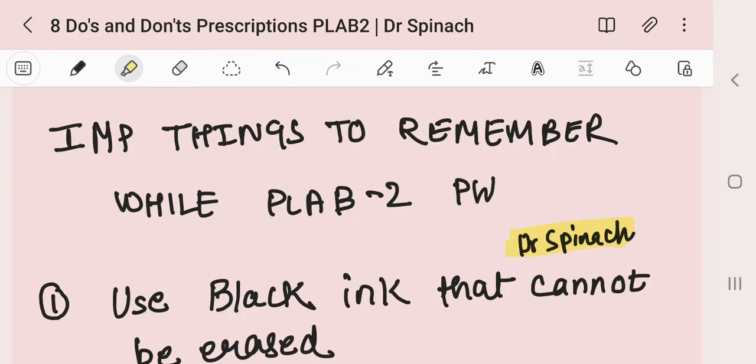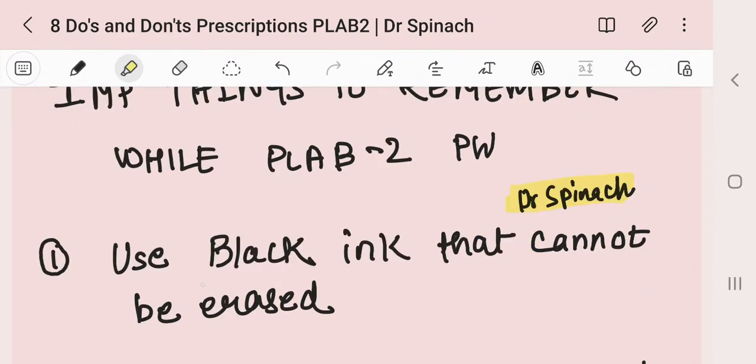So today, let's talk about do's and don'ts in prescription writing. I have piled these do's and don'ts up from different sources and also from relevant sources. These are the things that are usually ignored by us as doctors when we are writing prescriptions. So these will be very important when you're preparing for your prescription writing in your PLAB-2 exam. So let's get started.